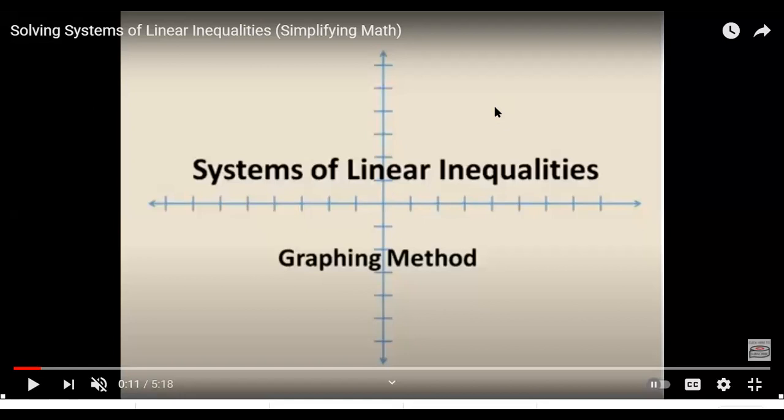Today, inshallah, we will study systems of linear inequalities. What is the difference between a linear inequality and a system of linear inequalities? Abdullah, could you please tell me what is the difference between them?